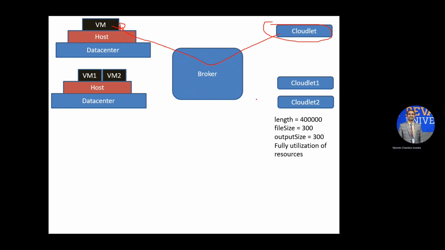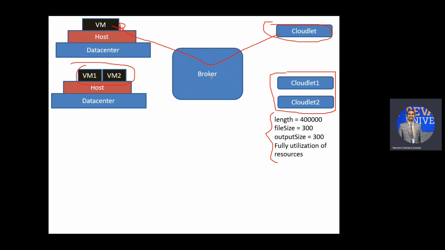Whereas now, as a part of the second experiment, based on the problem definition, you will have to create two cloudlets of the same capacity. And in order to execute or run these two cloudlets, you will have to create two VMs on the same host. Then the broker will be assigning the respective cloudlet to the individual VMs.